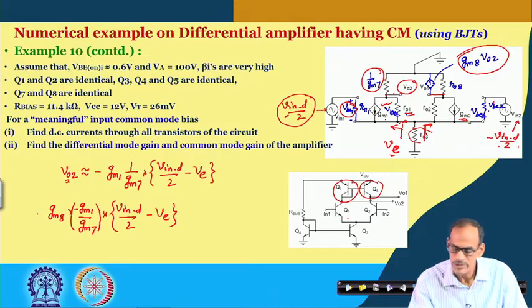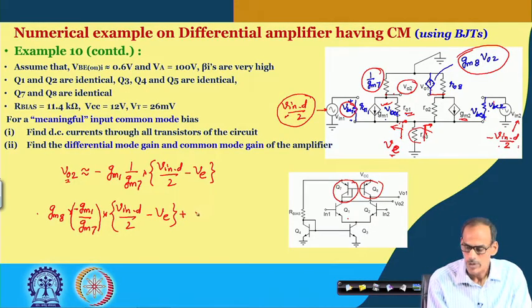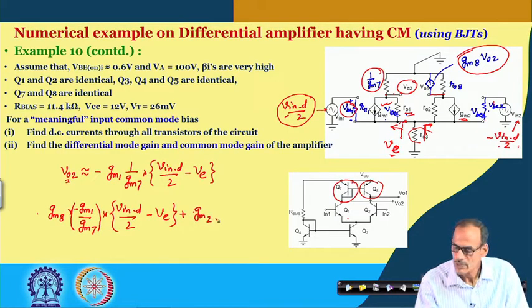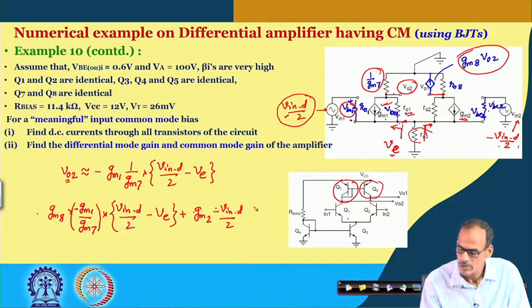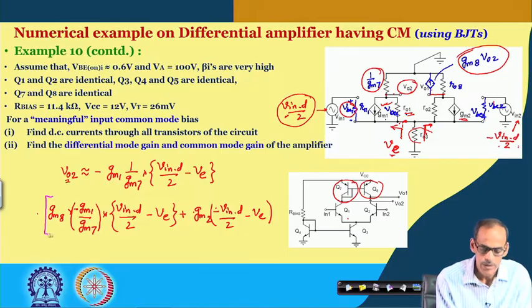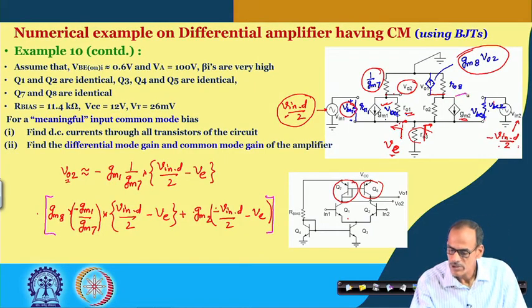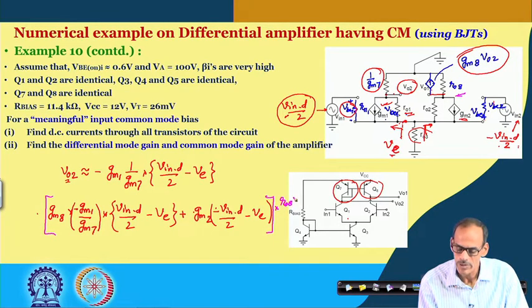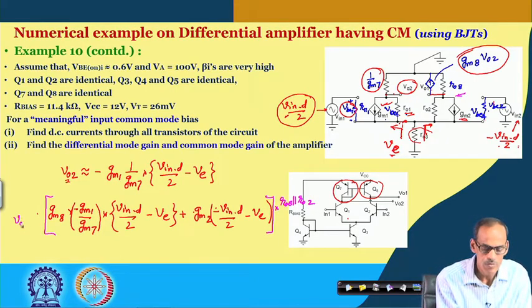In addition to that, we do have this current also. So, we do have GM2, and then we do have minus Vind by 2 minus VE. So, this is the total current, and if I multiply this current by the impedance at this node, which is practically RO8 in parallel with RO2, that gives us the output voltage VO1.